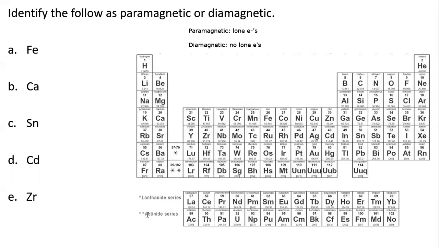So the first group is group 2. Alkaline earth metals are diamagnetic. They have no lone electrons. They have a completely filled s orbital.